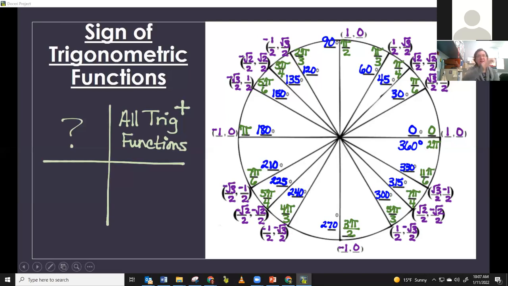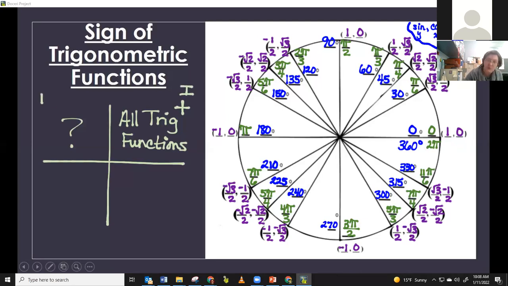All right, so let's look at our four quadrants. For sine, that's my y. For cosine, that's my x. And for tangent, y over x, these are all positive, because all my coordinates are positive. So in quadrant 1, all my trig functions are positive.